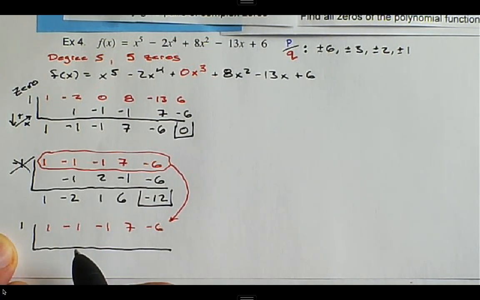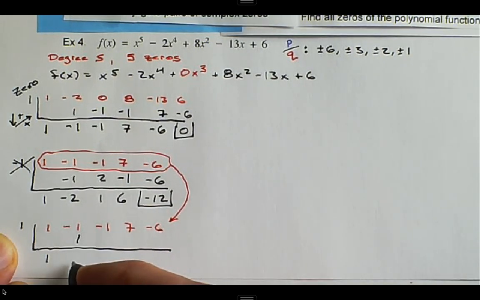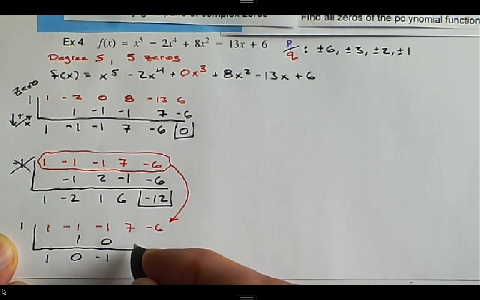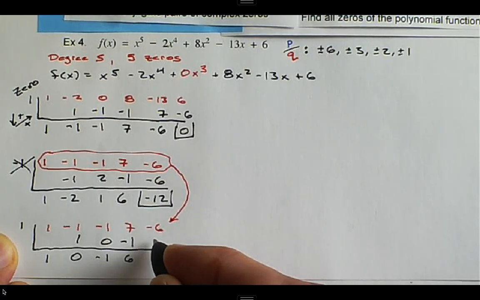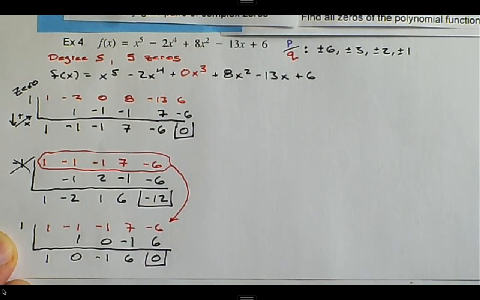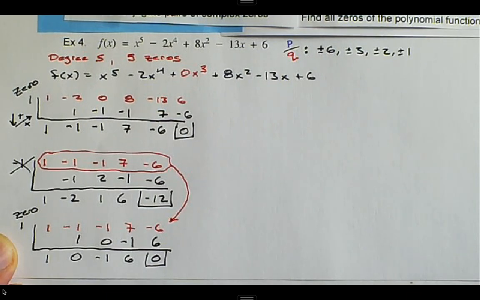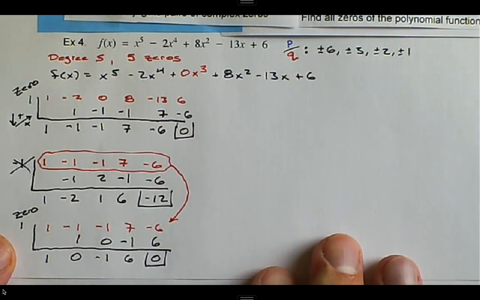We're going to add down and multiply in the diagonal. So we get 1, then multiplying the diagonal, we get 1, add down, we get 0, multiplying the diagonal, we get 0, add down, we get negative 1, multiply on the diagonal, we get negative 1, add down, we get 6, multiply on the diagonal, and we get 6, add down, and we get 0. And so 1 is another 0. So now we know that we have a multiplicity of 2 at x equals 1. We'll be able to see that on the graph in a little bit.